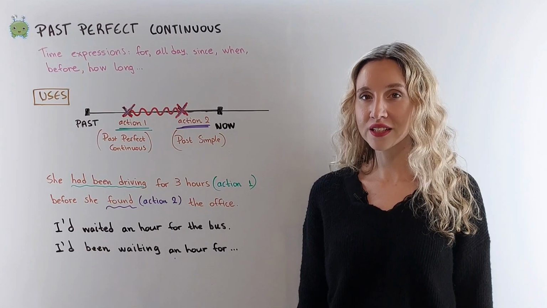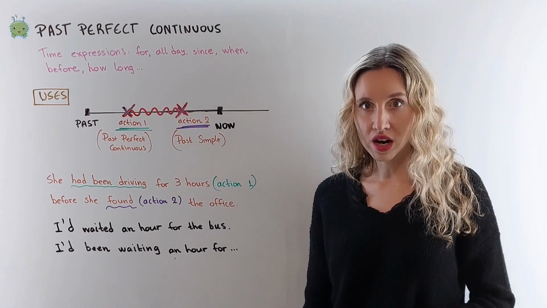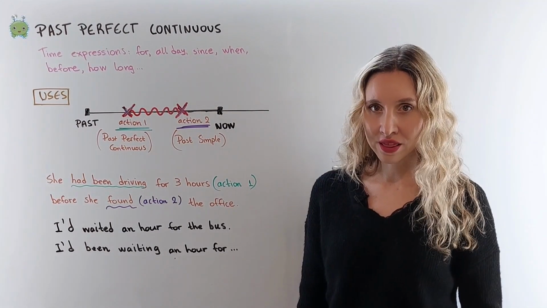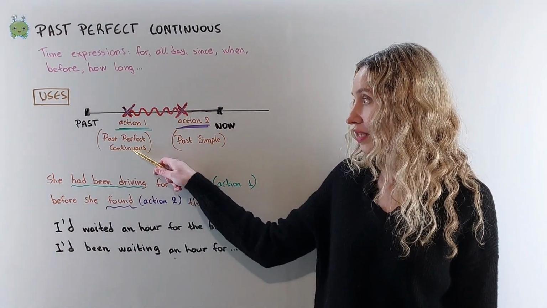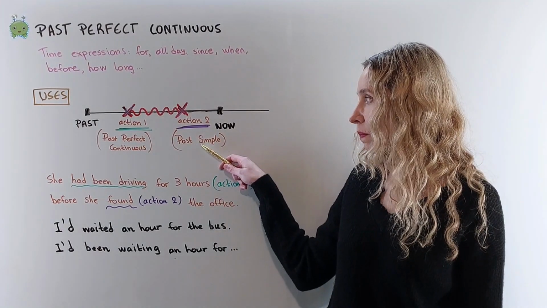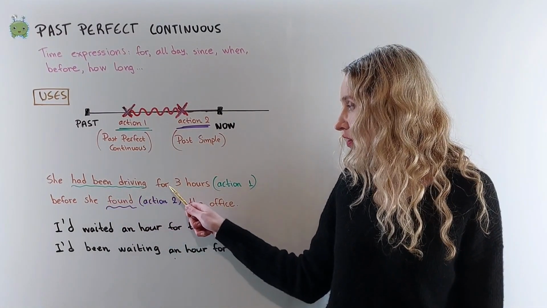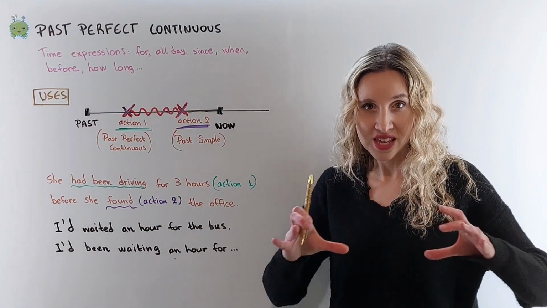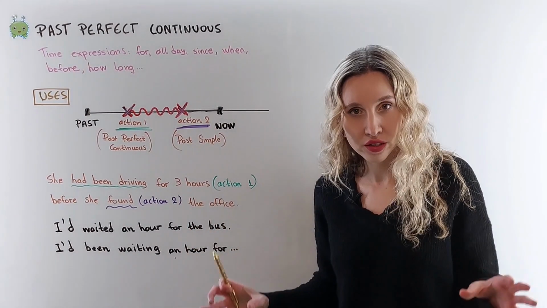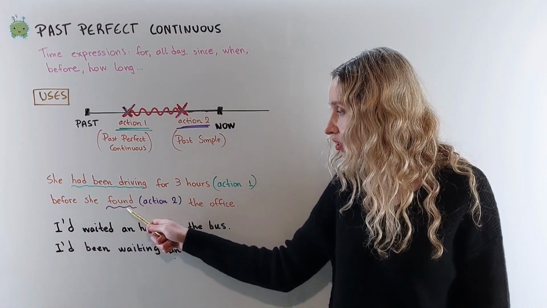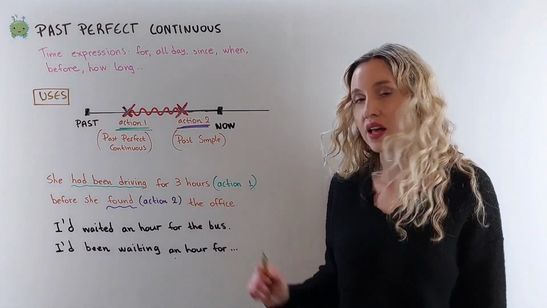We use the past perfect continuous to emphasize the duration of an action that started and finished before another action in the past. Two actions. The first is in the past perfect continuous and the second in the past simple. So, she had been driving for 3 hours. This emphasizes the fact that she had been driving for a long time before something else happened, before she found the office. Okay, this is in the past simple because it's the second action.